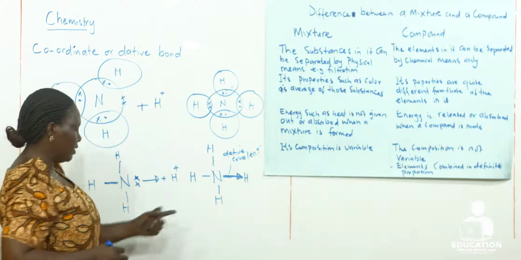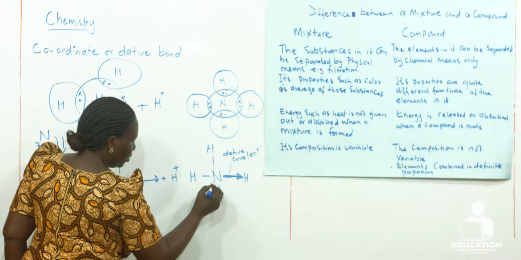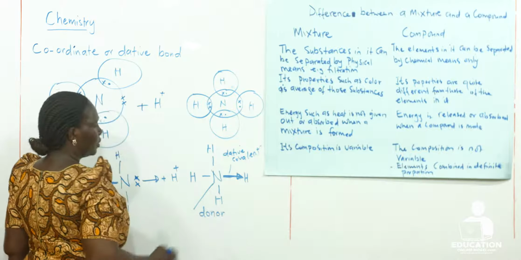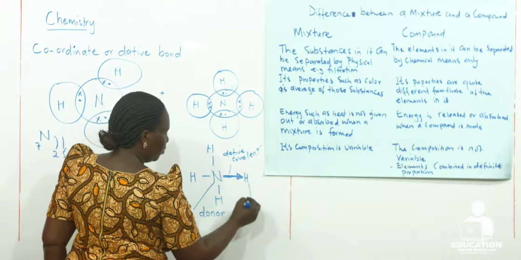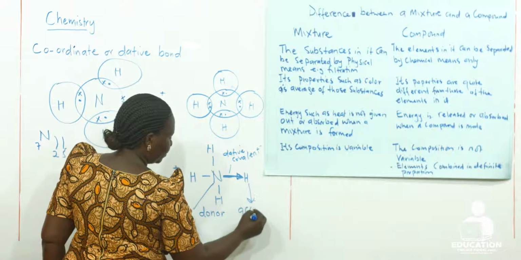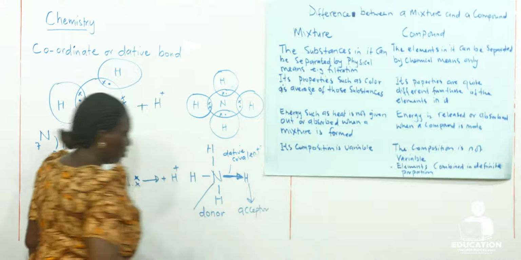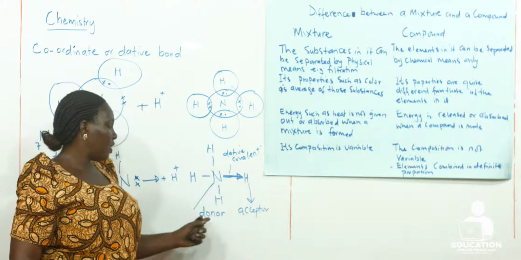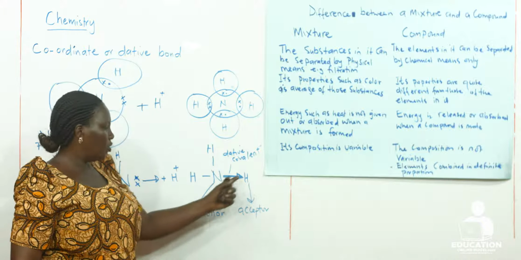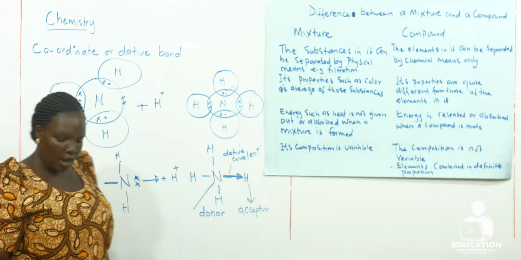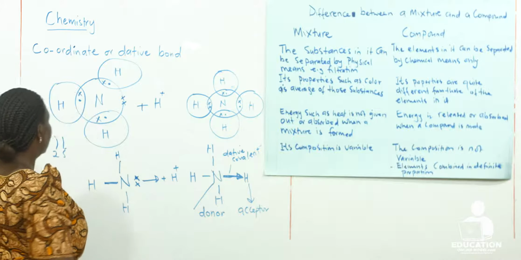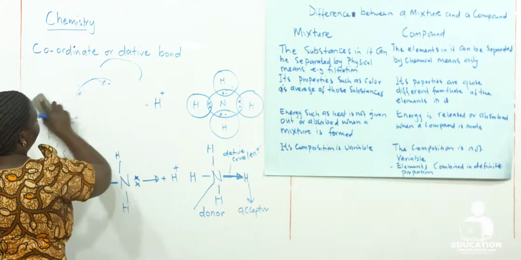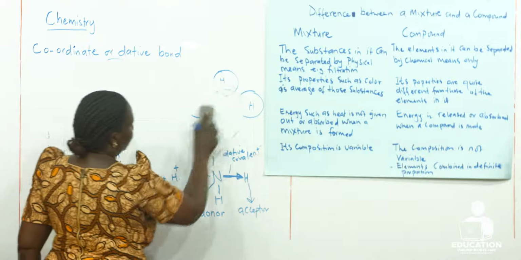So in this, nitrogen will behave as a donor and hydrogen will be an acceptor. Nitrogen will donate the 2 electrons, behaving as a donor, and hydrogen will be an acceptor. So this is how coordinate or dative covalent bond is formed.